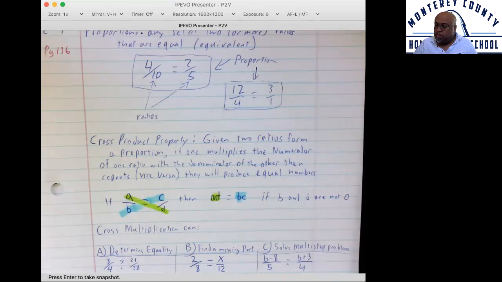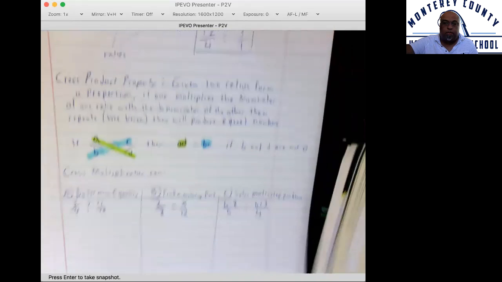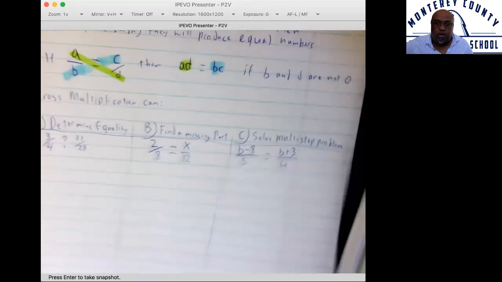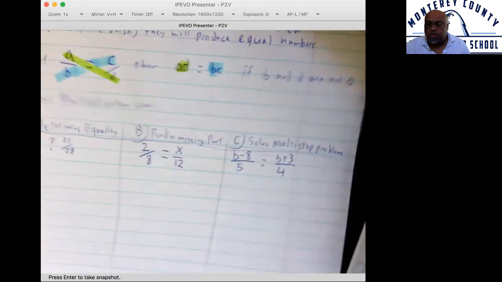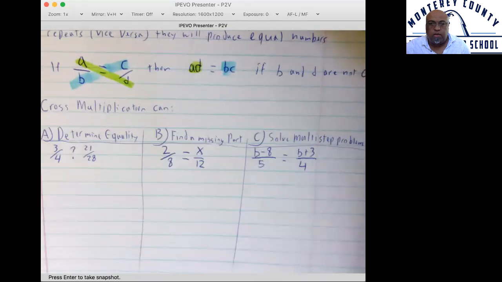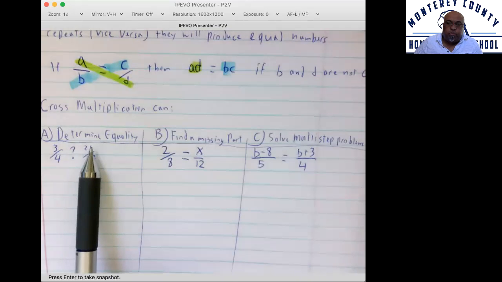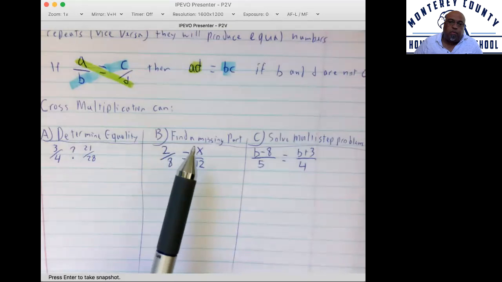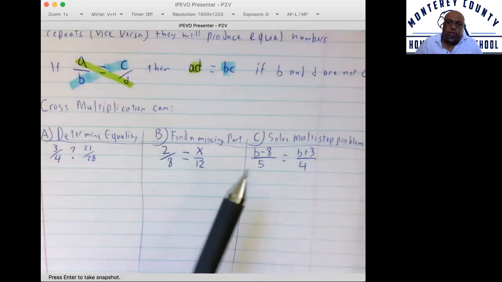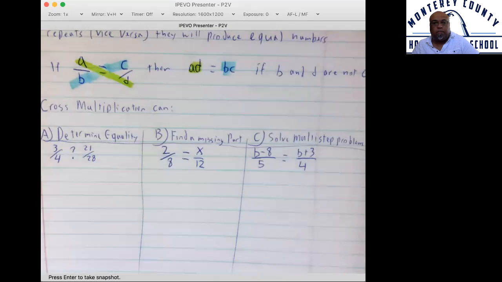So cross multiplication can help you do these 3 things. Let me just move this, I just want to make sure you can see what I need you to see here. It can help you to determine equality. It can help you to find the missing part of a proportion, provided that you know that everything is equal. And it can help you to solve multi-step problems when there's a lot of information in the numerators.